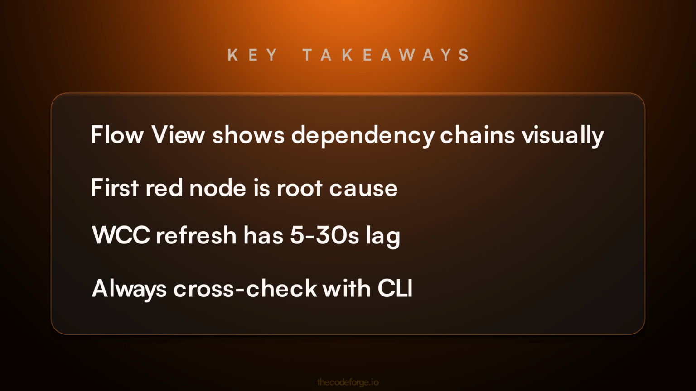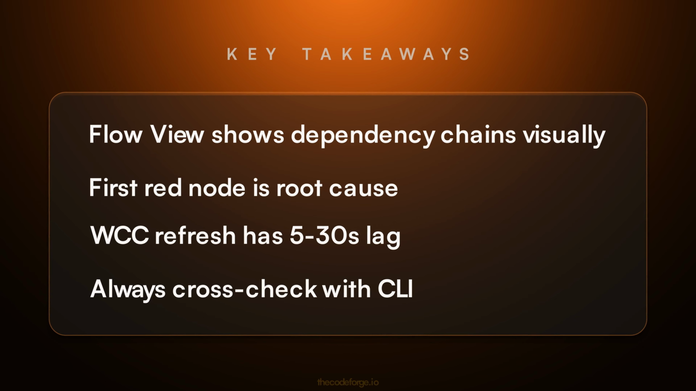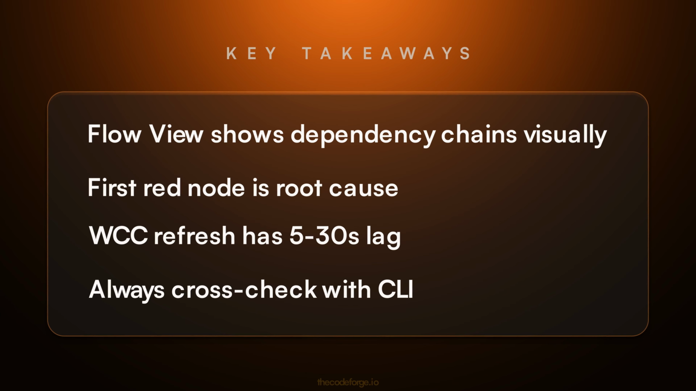To recap, FlowView is your best tool for finding cascade failures. Always trace upstream to the first red node. Remember, WCC isn't real-time, verify with CLI. And never trust exit code 0 alone, add validator jobs for critical pipelines.